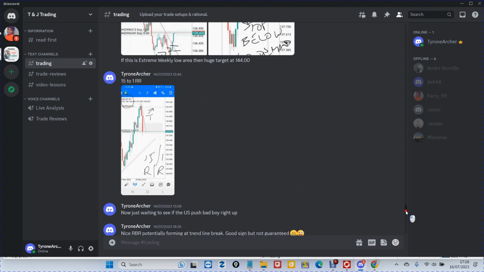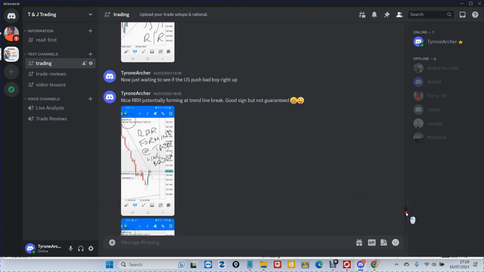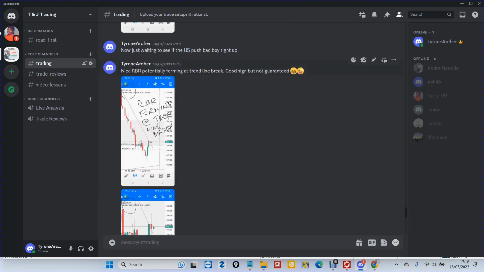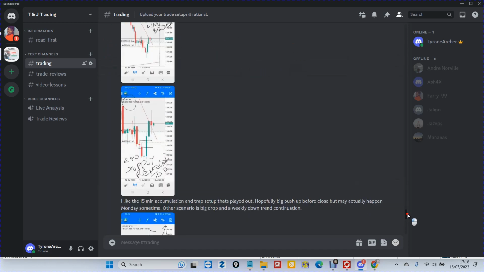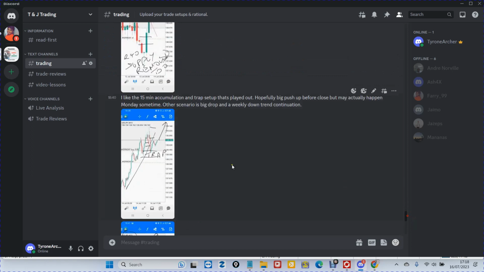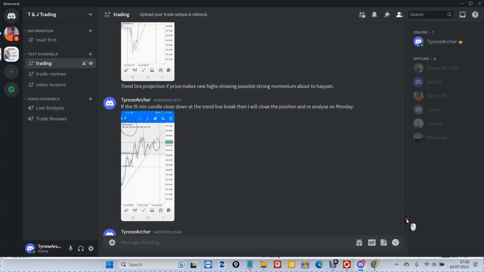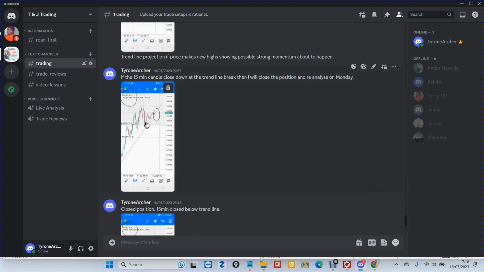Then on the dollar, just wait to see if the US session pushes this bad boy up. Nice base rally potential forming at trendline break. Good sign, but not guaranteed. This is the breakout area, so it's going to fuel my trade if it is. There was a trap area below. That's why my stop was here. This is on a 15-minute, so I'm looking at that to continue higher. So the trap kind of played out, and it just grinded up here.